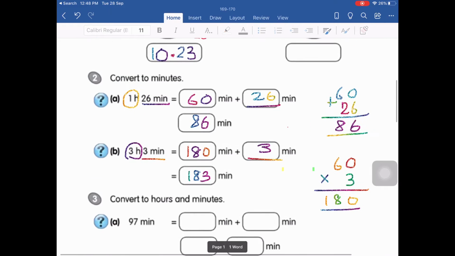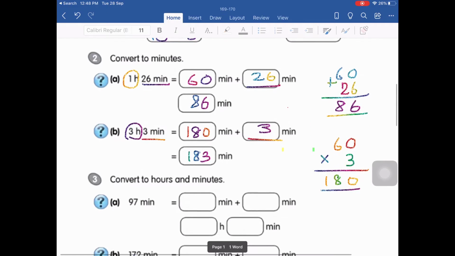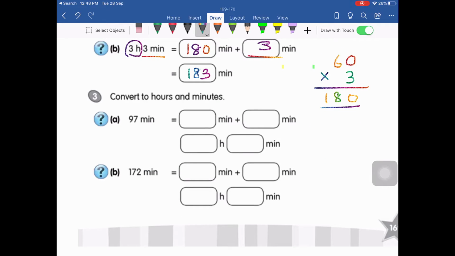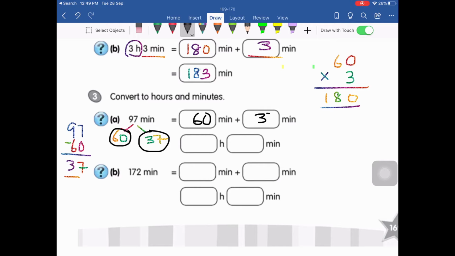Now we have converted hours to minutes. Now we are going to convert minutes to hours. So we can see that 97 minutes can be expressed as 60 minutes and 37 minutes. 60 and 37 is 97 minutes. So over here, our answer will be 60 minutes and 37 minutes. That is 1 hour and 37 minutes.